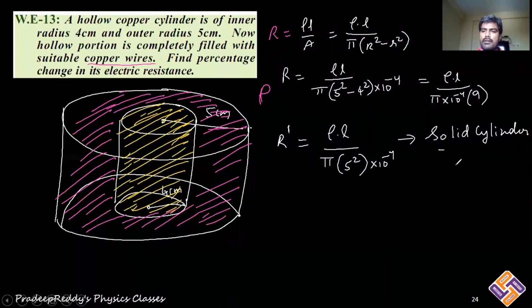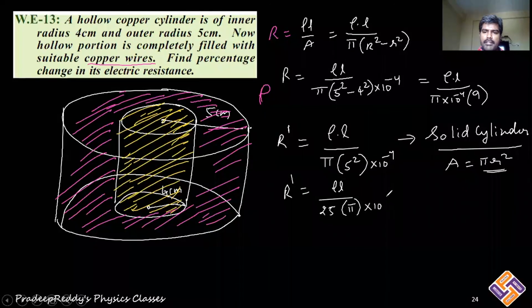When you are filling the empty space with copper wire, it becomes a solid cylinder. For a solid cylinder, what is the area? Area is pi r square. What is this r value now? R becomes from the center to the outer radius, that is 5. So directly I'll write 5. So R dash is equal to rho L divided by 5 square, which is 25. R dash is equal to rho L by 25 into pi into 10 power minus 4. Wherever I am getting centimeter, I am converting it into meter.